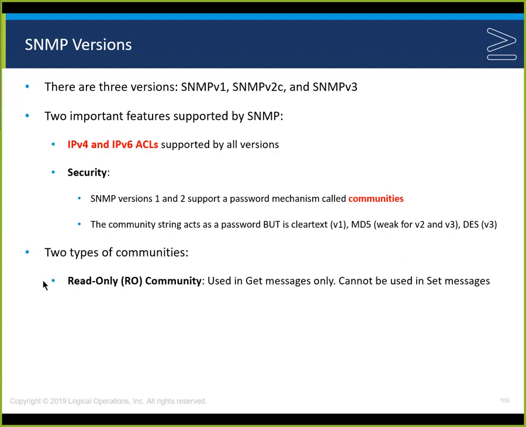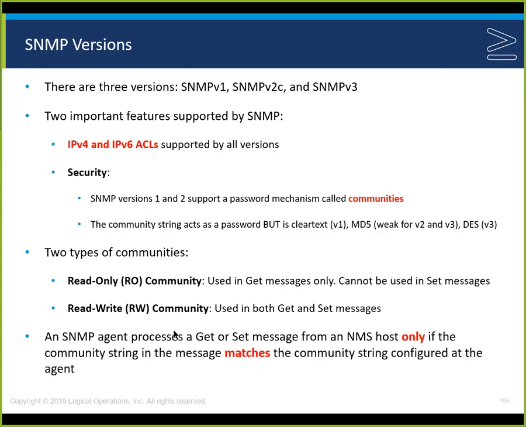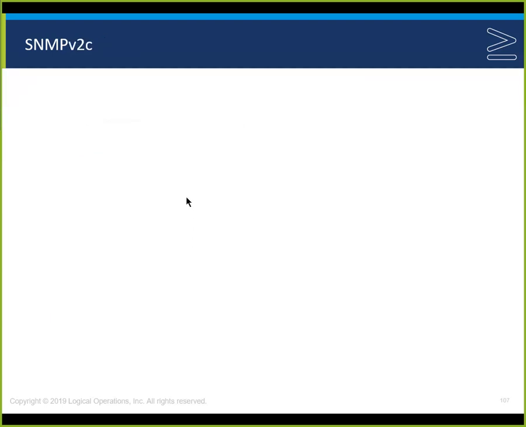Two types of communities. The read-only community, used for the get messages, cannot be used for the set. It can only get or read information. The read-write community can both get and set, read and write, obviously RW, read-write, read and write to these things. The SNMP agent processes the get and set messages for the network management host only if the community string matches the community string configured on the agent. So we have to be able to interpret or see what's going on. We got a match up for these things.